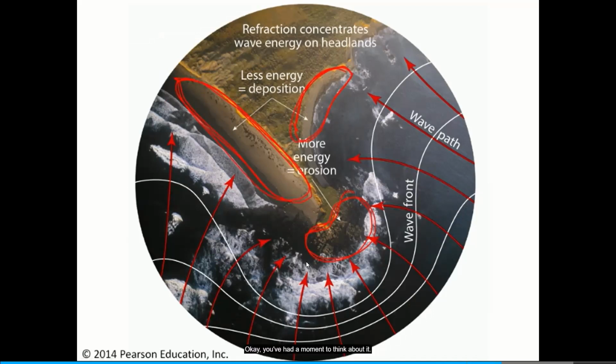Okay, you've had a moment to think about it. Hopefully what you came up with is that the wave energy is really concentrated right here on the headland. So there's a huge amount of wave energy there. Any sand that's produced in that area is quickly going to get stripped away.